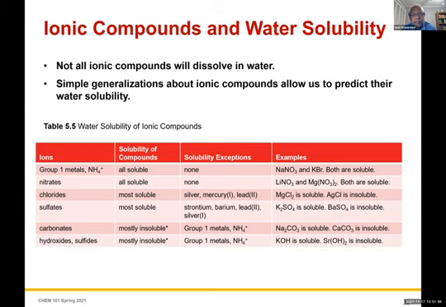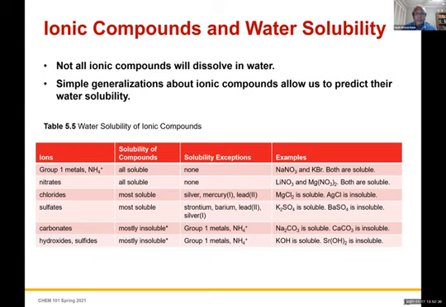The first listed in the table follows mostly. Hydroxide and sulfide are mostly insoluble except group 1A, group 1 metals, lithium, sodium, potassium, and ammonium hydroxide. KOH is soluble. Strontium is group 2, and is insoluble. So you have to know this list, which are soluble and which are insoluble.